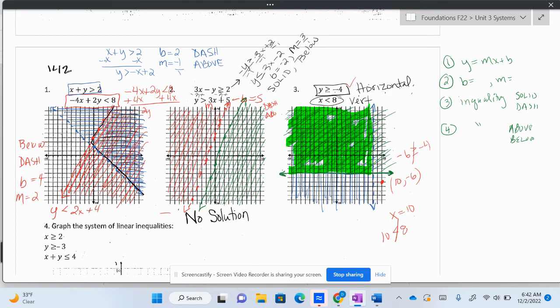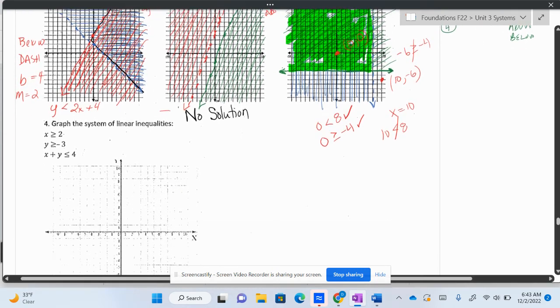You could also pick a point in the solution area, like the ordered pair (0, 0), and check that. 0 as my x value is less than 8, that is true. And 0 is greater than or equal to -4. That's my y coordinate, and that is also true. So remember how you know to check to see if you graphed it right: pick a point in the solution region.